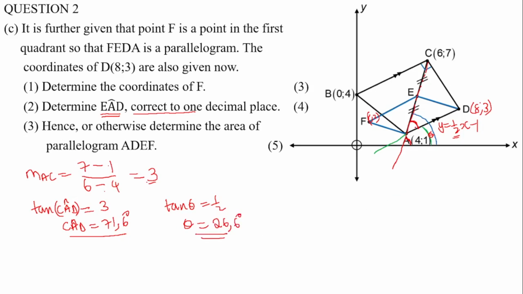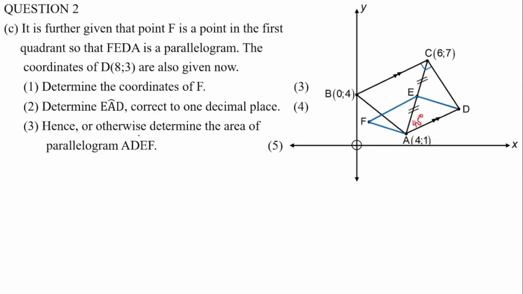And then we said this angle here, we're going to say 71.6 degrees minus the 26.6 degrees, right? So therefore angle EAD is equal to 71.6 degrees minus 26.6 degrees, which is equal to 45 degrees. So this angle is 45 degrees.